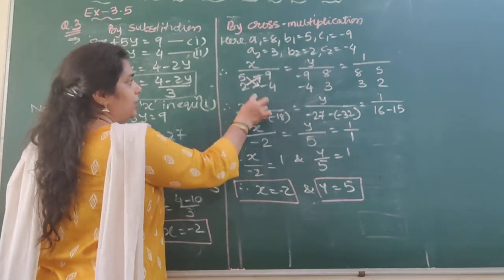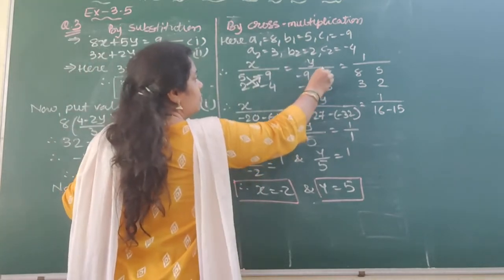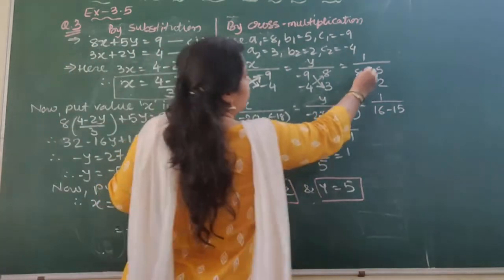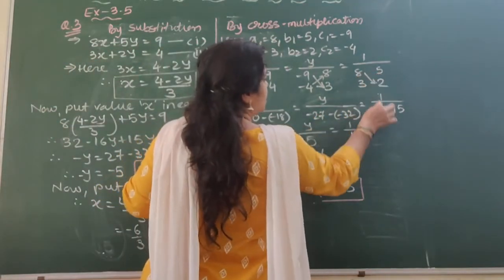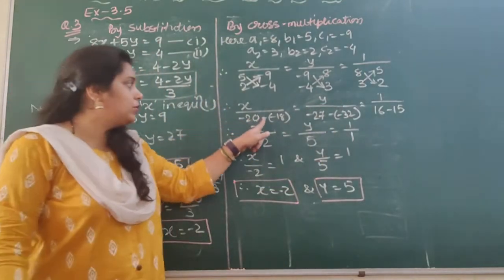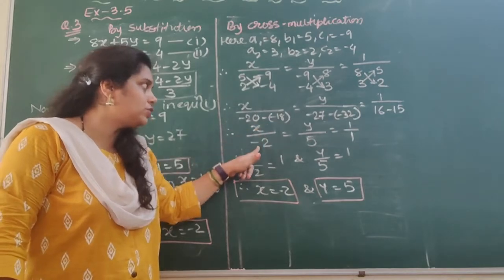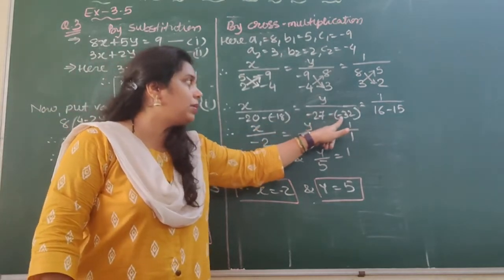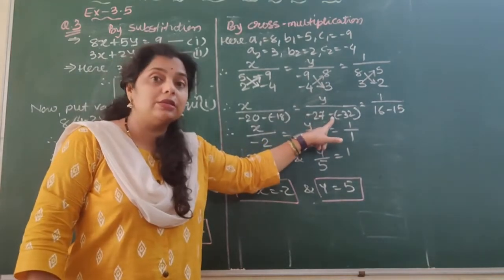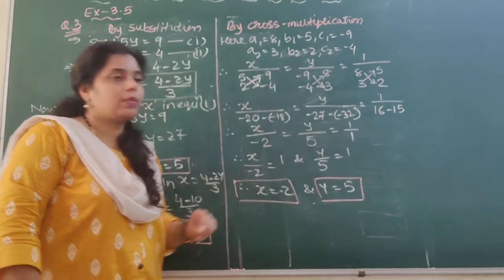So minus 20 and minus 18. Minus 27 minus 32. Okay, 8 2s are 16, minus 3 5s are 15. Now this minus becomes plus, so minus 20 plus 18 is minus 2, and minus 27 plus 32 is 5, and then 1 by 1.